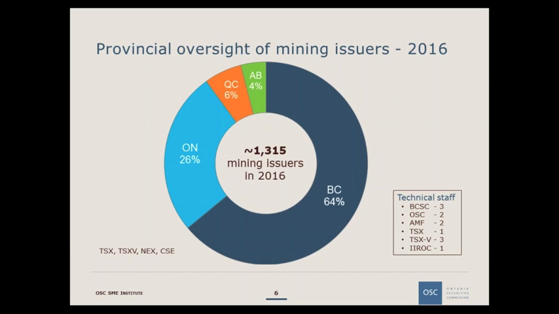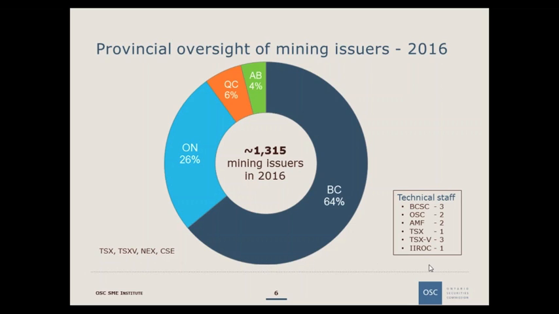If we look at provincial oversight of Canada's approximately 1,315 mine issuers that are listed on the TSX Venture, the NEX, and the CSE. Now, Canada does not have a national regulator, so oversight of mine issuers is based on the location of the issuer's head office. So you can see about 64% of mine issuers are based in BC, 26% in Ontario, 6% based in Quebec, 4% based in Alberta, and less than 1% in the other provinces.